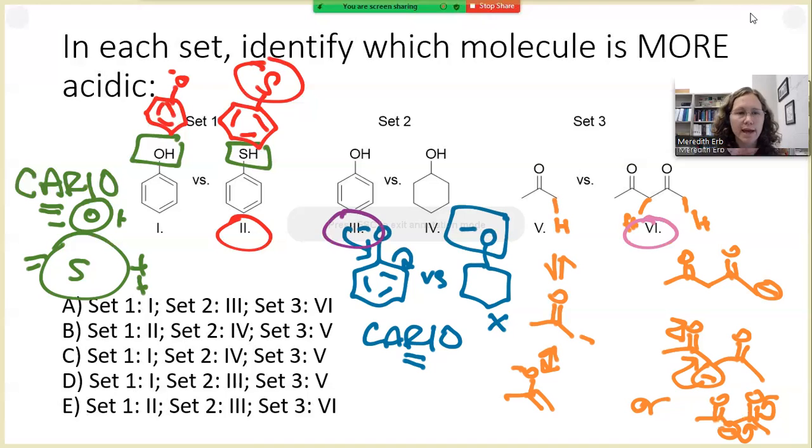All right, so let's take a look at our answer choices. So we said that in set number 1, molecule number 2 was the most acidic. So I'm going to cross off A, C, and D from our answer choices. Next up, set number 2, we have molecule 3 is the most acidic. So we can already narrow our choice down to the correct answer. To confirm, set 3 says 6 is the most acidic, and that is also in line with what we determined. So the answer to this question is E.